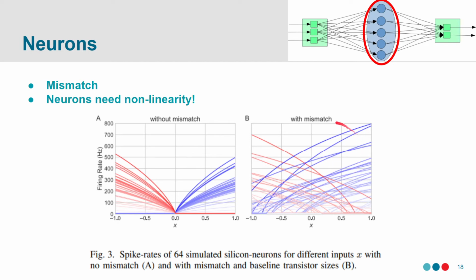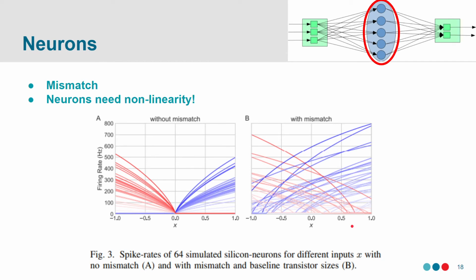Here's what happens when we add in mismatch. This is all in simulation. Just, all right, how much mismatch do we expect? And we get these curves here. The first instinct is, okay, cool, now all of a sudden we have a whole bunch of diverse tuning curves. This is exactly what we want. I've got a whole bunch of neurons that are doing different things for my input. Life is great.